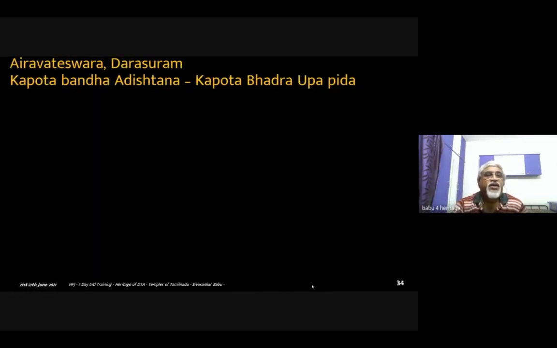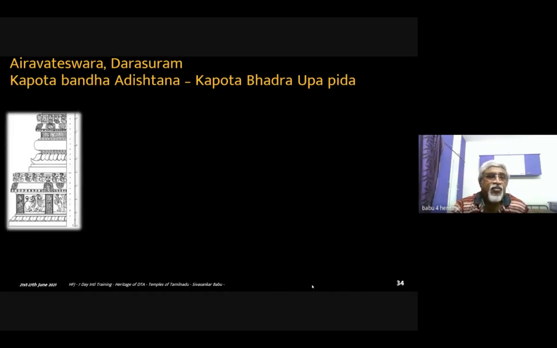Then we go to the third variety, Airavateswara in Darasaram. This is Kapota Bandha Adhisthana with the Kapota Bhadra Upapida. We have this Upapidam, which is with the Kapodam. Kapodam is a slanting sunshade kind of member which protects this area from rainfall. So since Kapodam is there, it takes priority over Prati. So it is called Kapota Bhadra Upapida. Since it is projected and extended, it is called Bhadram. Bhadra means projections.